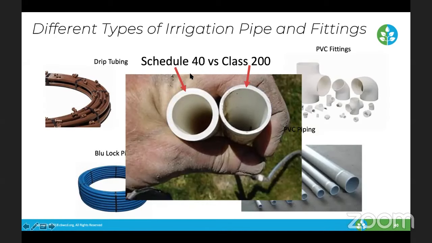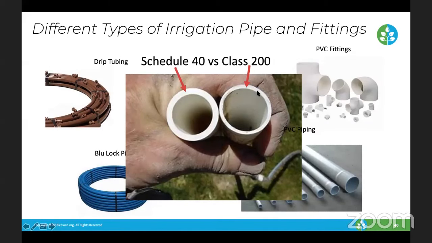So for Schedule 40, the thickness is going to stay the same no matter what size the diameter of the pipe. So as this pipe gets larger, the overall thickness of the wall of the pipe gets smaller. So the pressure rating starts to drop once it gets around 1.5 to 2 inches. Whereas Class 200 has a PSI rating of 200 PSI, no matter if it's a 1/2 inch, 3/4 inch, all the way up to a 6-inch pipe. Class 200 has a pressure rating of 200 PSI.